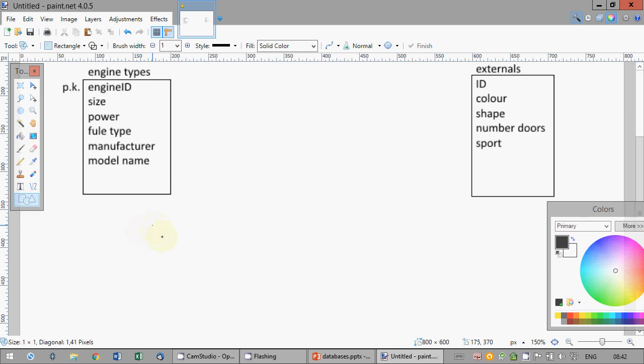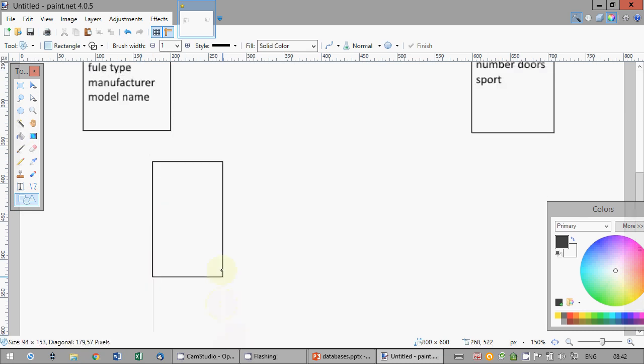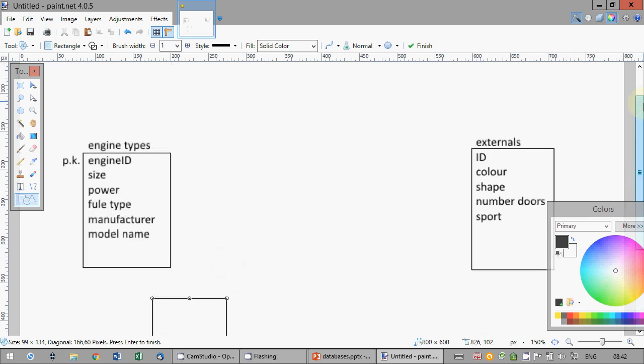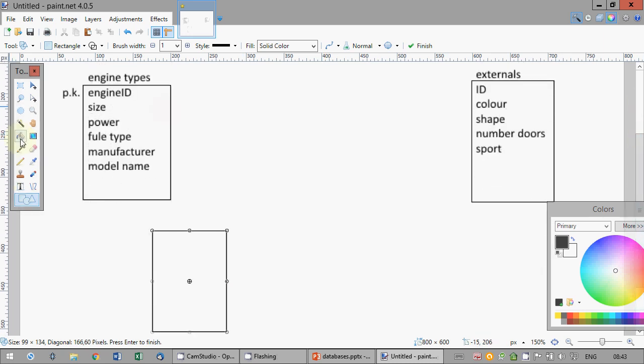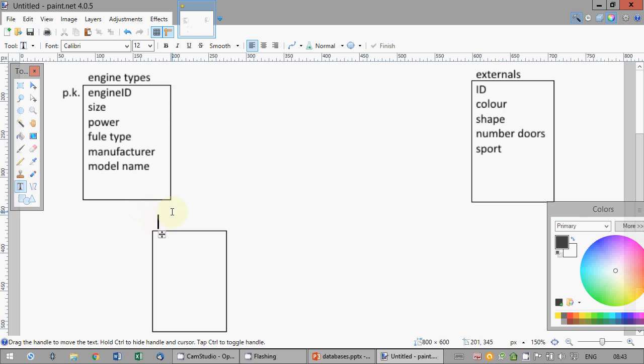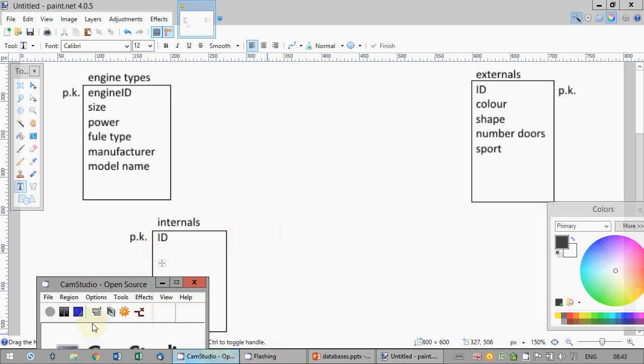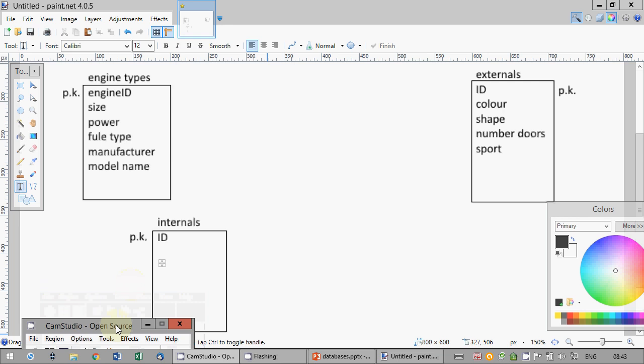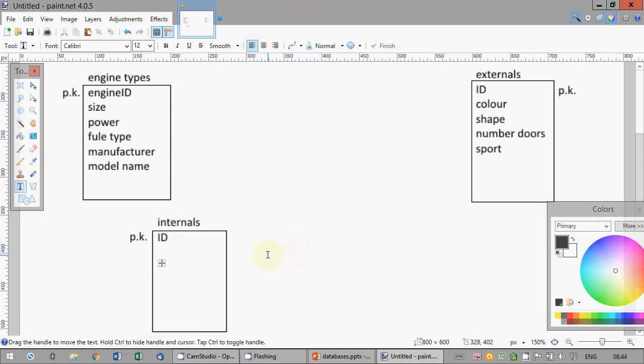Let's see the internal parts. Oops. Okay, we should fit internals ID. By the way, this is a primary key, and this also. Sorry for the interruption. Okay, let's go on to internals.